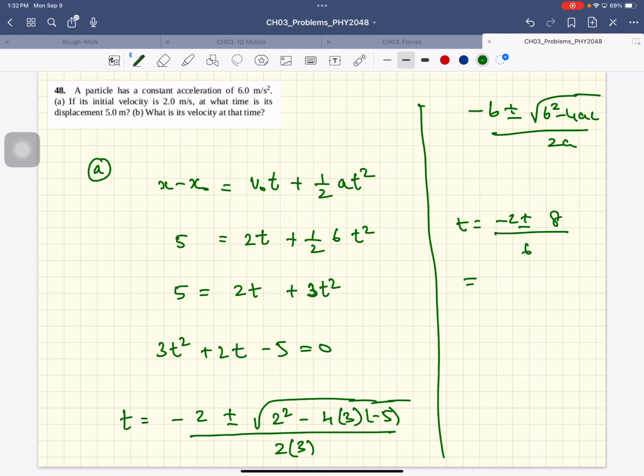Divided by 6. So plus 6 divided by 6, 1 second, and minus 10 divided by 6 is minus 1.67 seconds. So those are the two solutions. Now, of course the positive time solution is the one where you're moving forward, so there you'll have moved 5 meters.